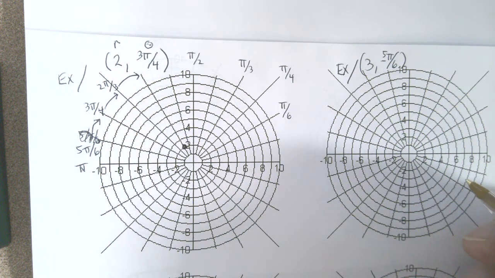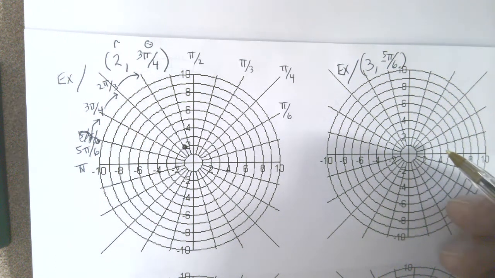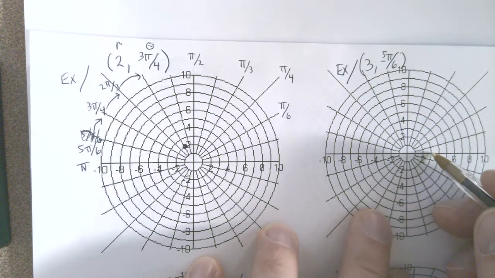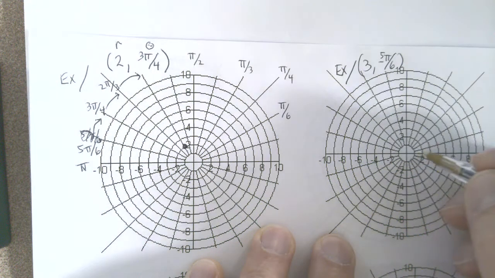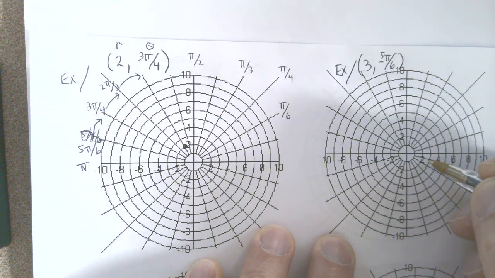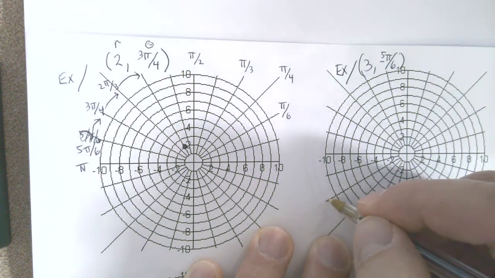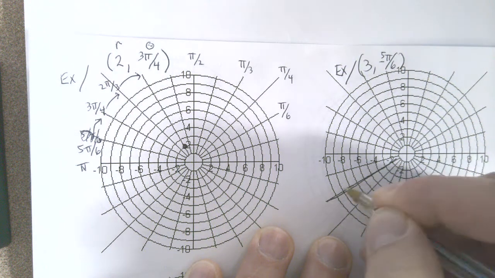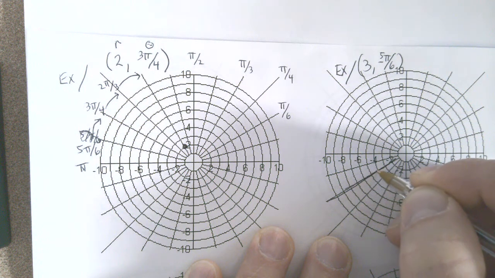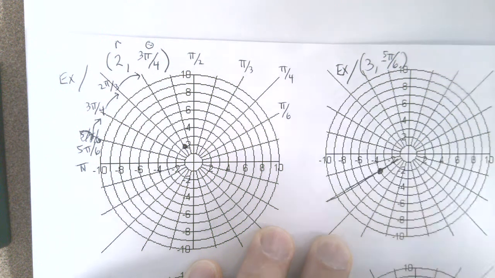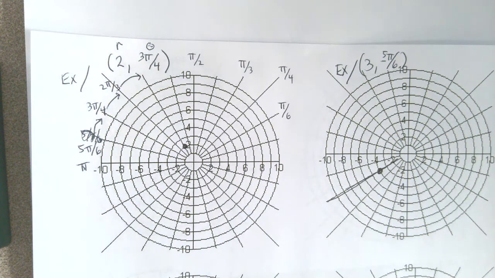And let's just go ahead and, I think that's probably the best way to think of it. So 3, so I go over 3, 1, 2, 3. I'm going to go around 5 pi 6, which 5 pi 6 is going to be to this line right here. So I'm going to plot my point there. So it's really not anything new. It's just a different form in terms of how we're graphing it.